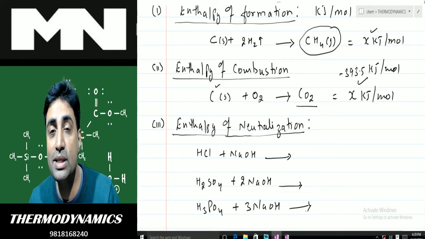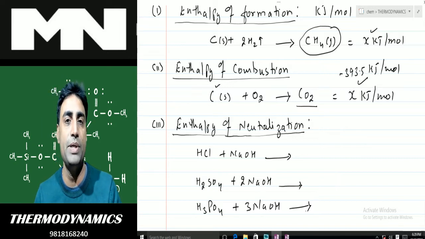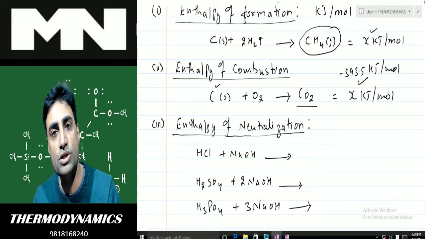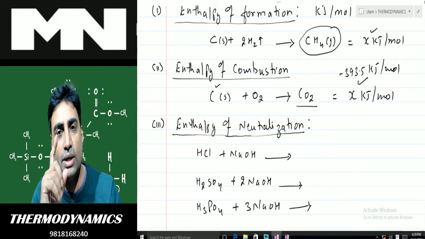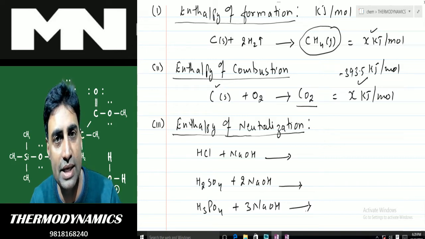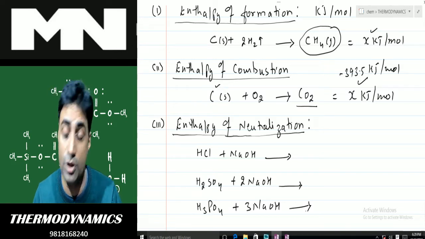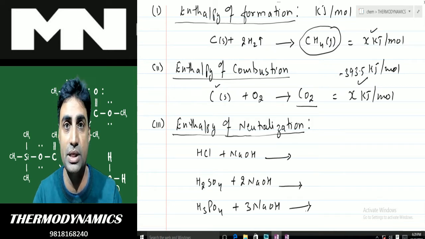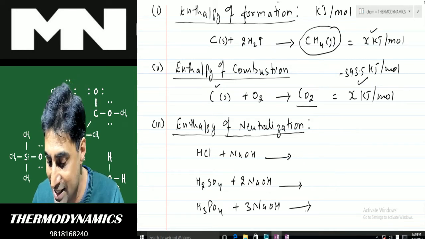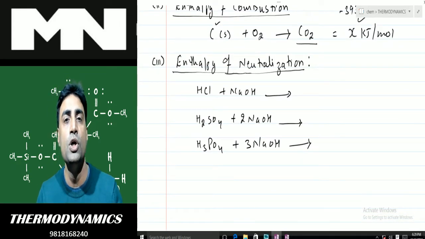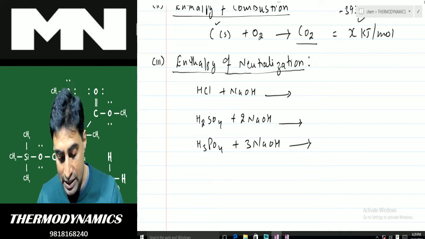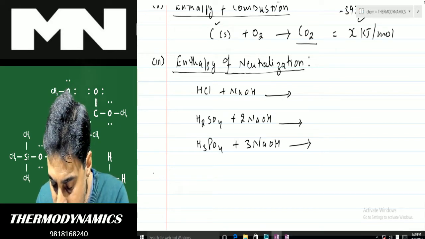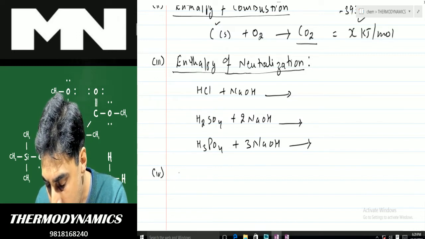So what is enthalpy of neutralization? It is the enthalpy change accompanying the process of neutralization of 1 gram equivalent of an acid by a base or 1 gram equivalent of a base by an acid. Do remember this definition, because these definitions are really important. Many times they are asked in the exam. Likewise, we have ionization enthalpy.